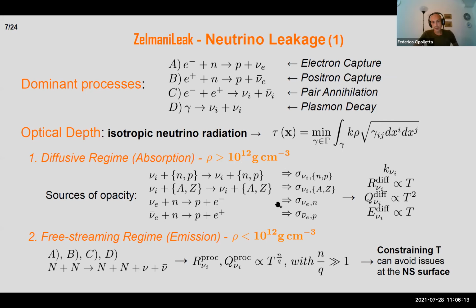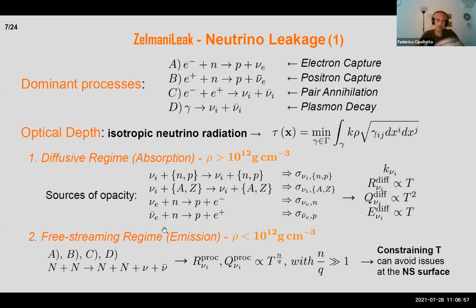And for all these reactions, the ZelmaniLeak code can provide you with an estimation for the cross sections, and with that you can obtain the opacity, the number rate, the energy rate, and basically the energy associated with a particular kind of neutrinos. And all those quantities depend on the temperature. So evolving the temperature is fundamental for this model.